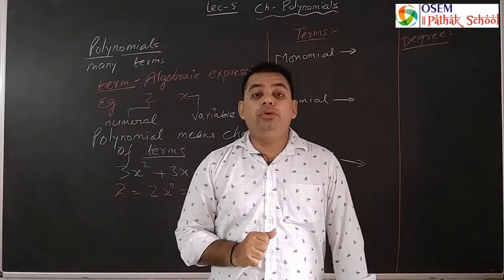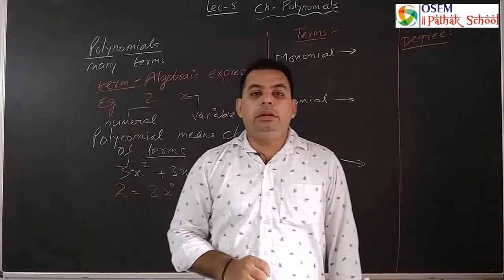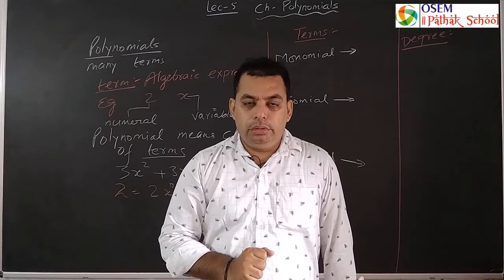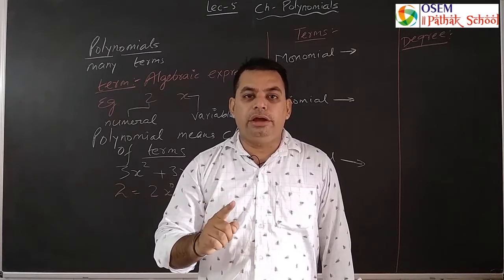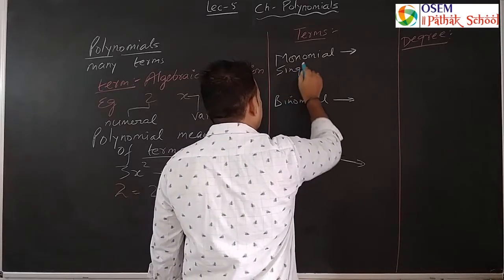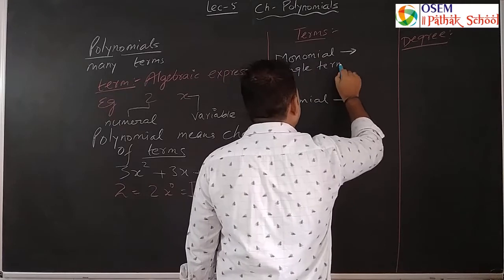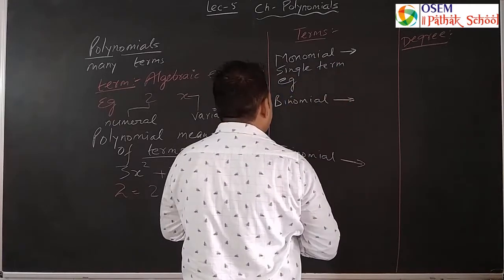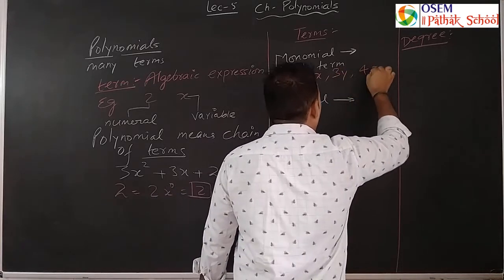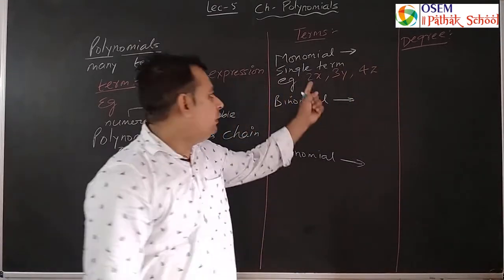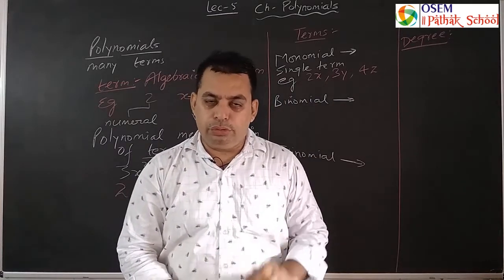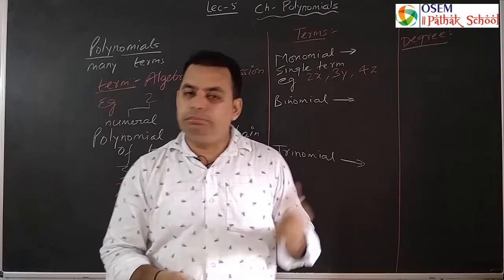Now, what is a monomial? A monomial means a polynomial that consists of only a single term. A polynomial that has only a single term is known as a monomial. For example, we can take 2x, 3y, 4z. You can see over here it is a single term, so it becomes a monomial. Mono means single term.